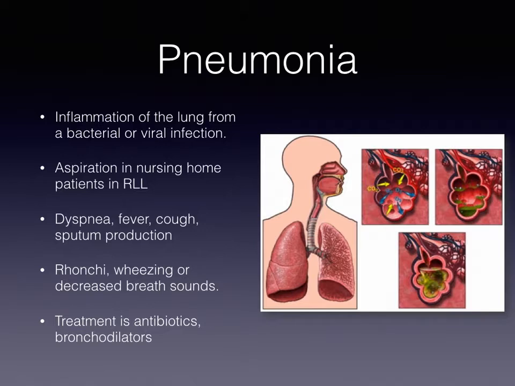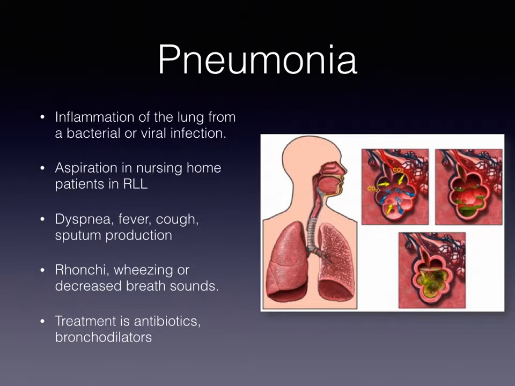And the reason for that is, as you see in the drawing there, the right mainstem bronchus comes off at a very shallow angle. And if you're going to aspirate something, it's usually going to wind up in the base of the right lung. Whereas the left mainstem bronchus comes off at a much steeper angle, it's much harder to aspirate into that left lung.